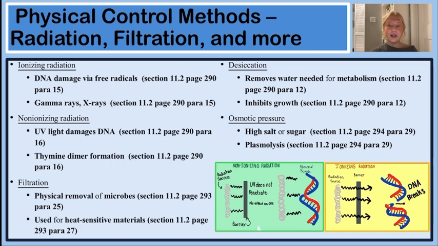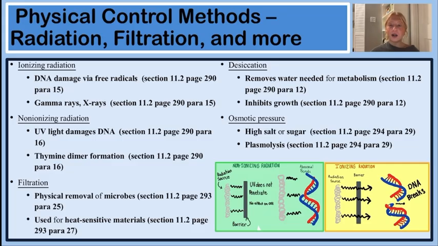And then filtration physically removes microorganisms from liquids and gases, and it's especially valuable for materials that can't tolerate the heat that's used in the other methods. So this is good for vaccines and intravenous fluids. And then we have desiccation. This is one that I really didn't remember, and I was glad to relearn about. So desiccation inhibits microbial growth by removing water that's required for enzymatic reactions and cellular processes, which explains why dry food resists spoilage. And then lastly, there is osmotic pressure.